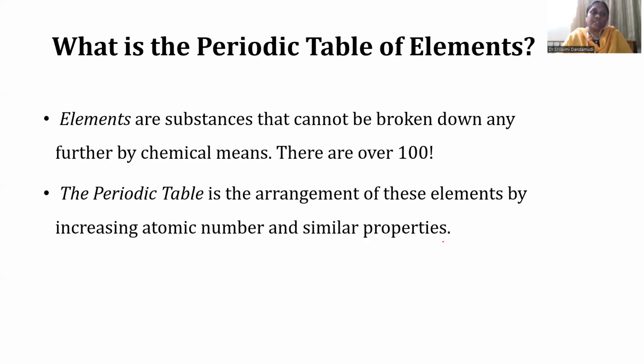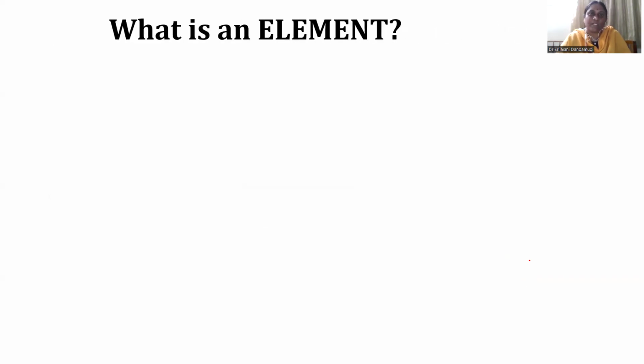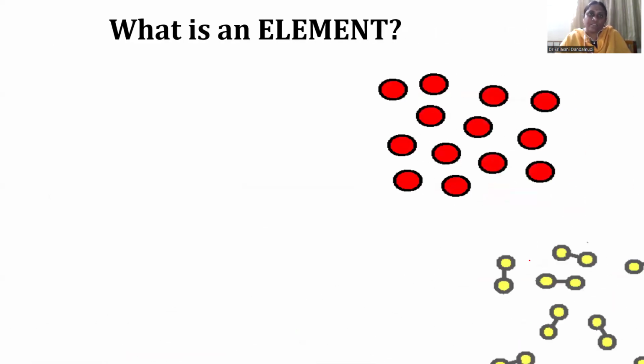So what is the periodic table of the elements? Elements are substances that cannot be broken down into further chemicals. That means an element is complete, the smallest portion, and it cannot be broken down further by chemical or physical means. Next, the periodic table is the arrangement of the elements in increasing order of their atomic number and their properties.